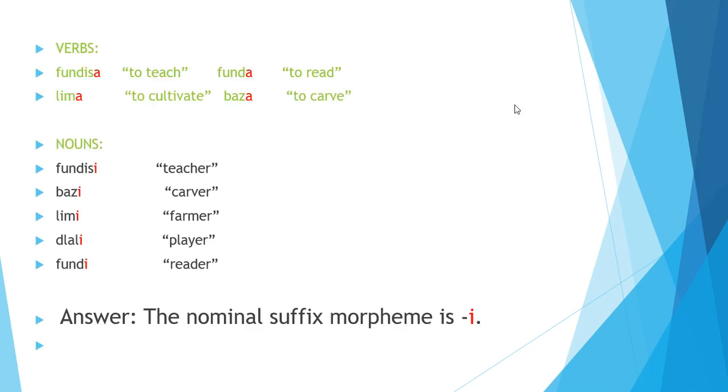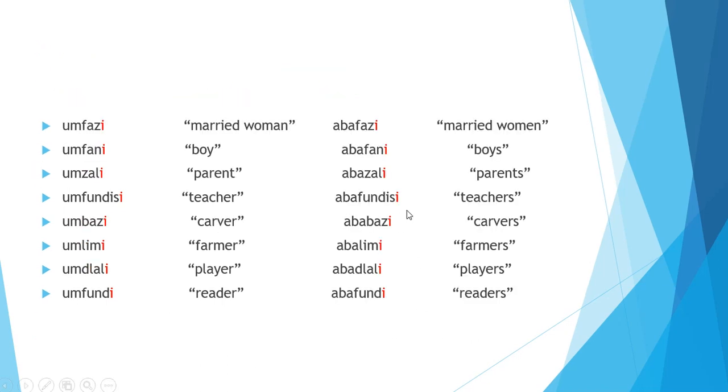Remember that some seconds ago we saw that we can distinguish verbs in Zulu when the words end in the suffix a. Fundisa, to teach; lima, to cultivate; funda, to read; basa, to carve. Those are verbs. But you can appreciate here that nouns end in i. Fundisi means teacher; basi, carver; limi, farmer; dlali, player; fundi, reader. So how do we distinguish a noun in Zulu? In that case, the nominal suffix morpheme is i, because we can see it in this list here easily.